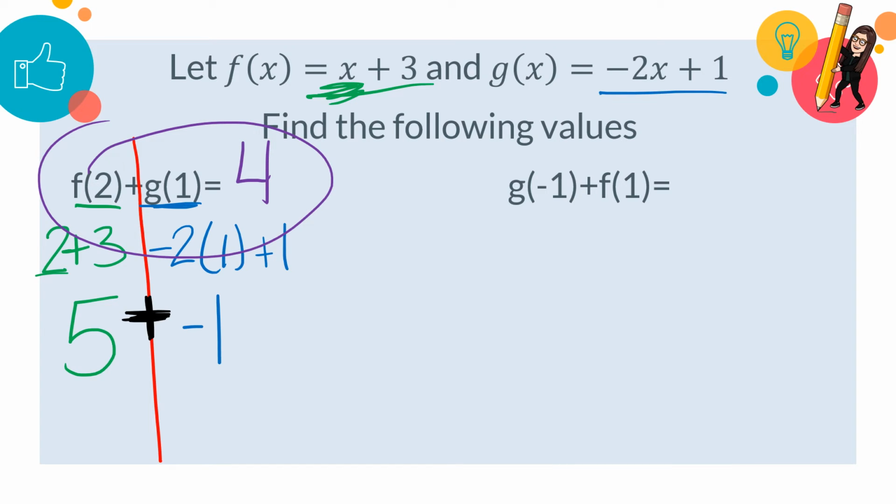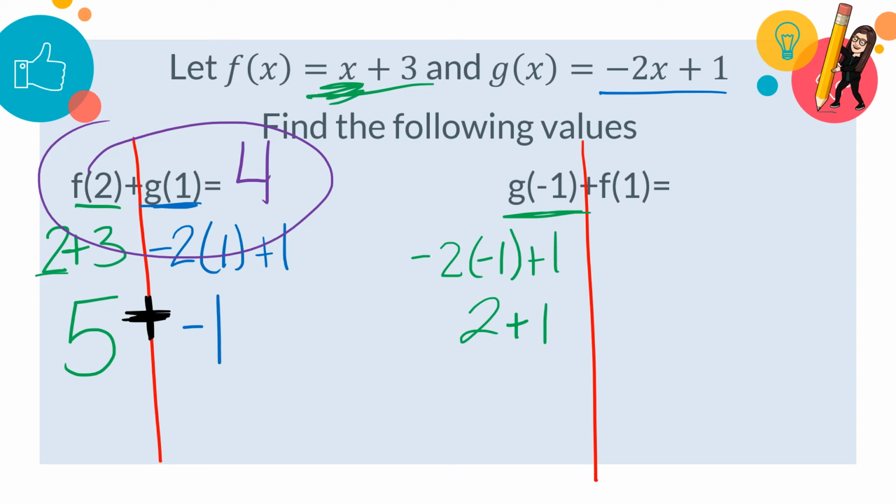Let's try again. I'm going to treat it temporarily like two separate problems. Let's start with G of negative 1. The G rule and substitute in negative 1. Negative 2 times negative 1 is 2. 2 plus 1 is 3.